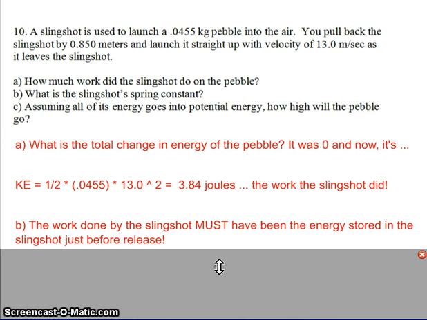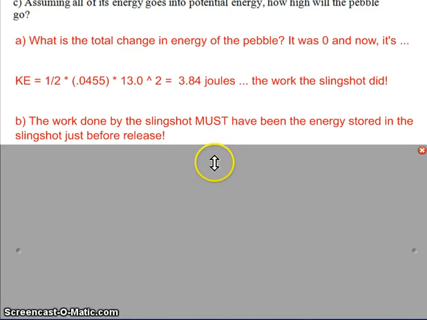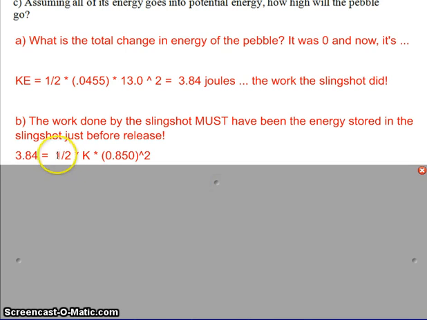Part B, what is the slingshot's spring constant? The work done by the slingshot must have been the energy stored in the slingshot just before release. Where did that energy come from? If the pebble now has 3.84 joules of kinetic energy, it got that because the slingshot had stored that energy as potential energy. So we use the elastic potential energy formula. The elastic potential energy we're assuming is 3.84 joules, and it's 1/2 times k times the distance the slingshot was stretched, 0.85 meters, squared.